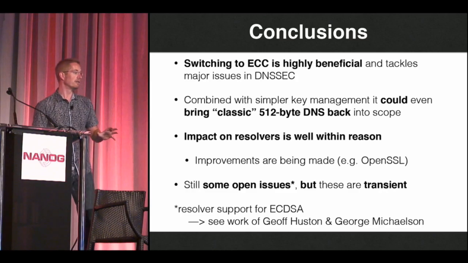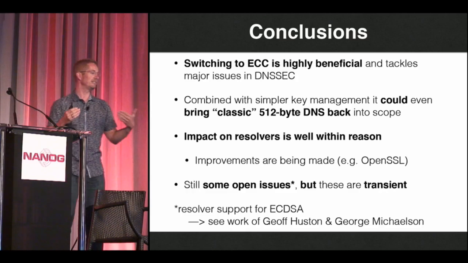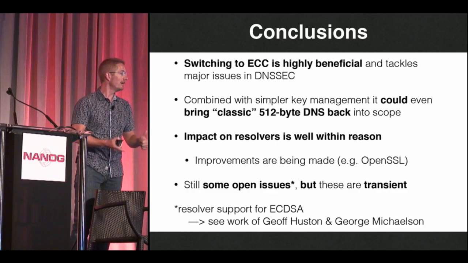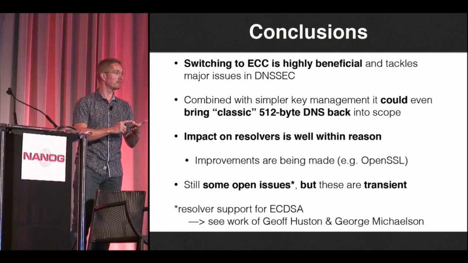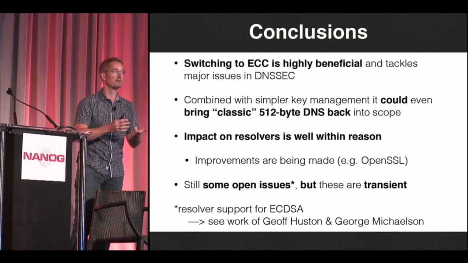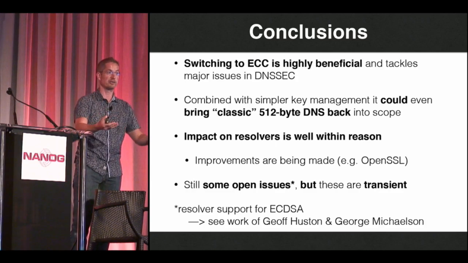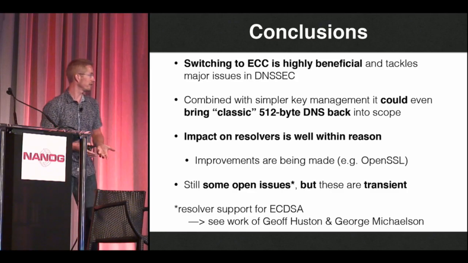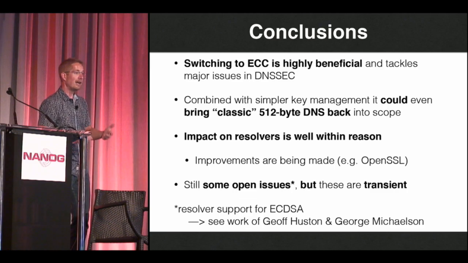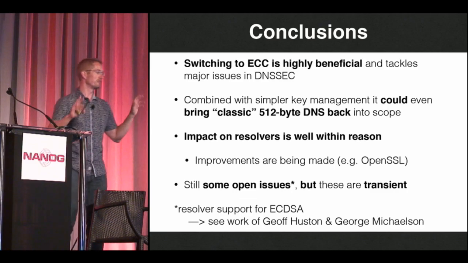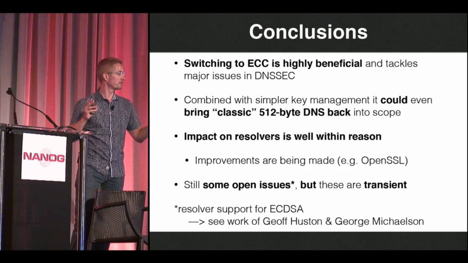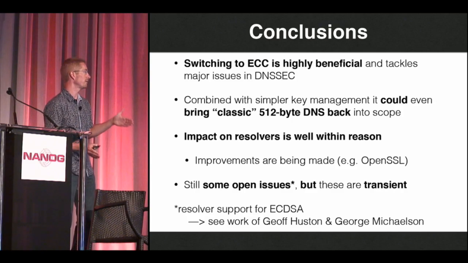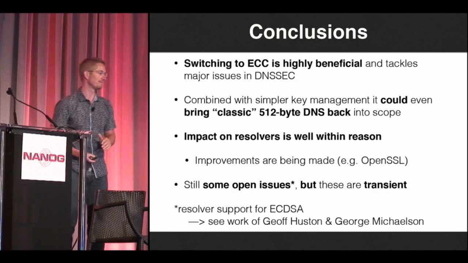So what does that mean? Well, I hope I showed you that switching to ECC is highly beneficial and tackles some problems that we have in DNSSEC. Both amplification and fragmentation are a result of DNSSEC responses being much larger than classic DNS responses. But if we go to elliptic curve cryptography, that's no longer the case. And it could even bring that good old 1983 512-byte DNS back, because we can fit most of the responses that we would need in a smaller packet.